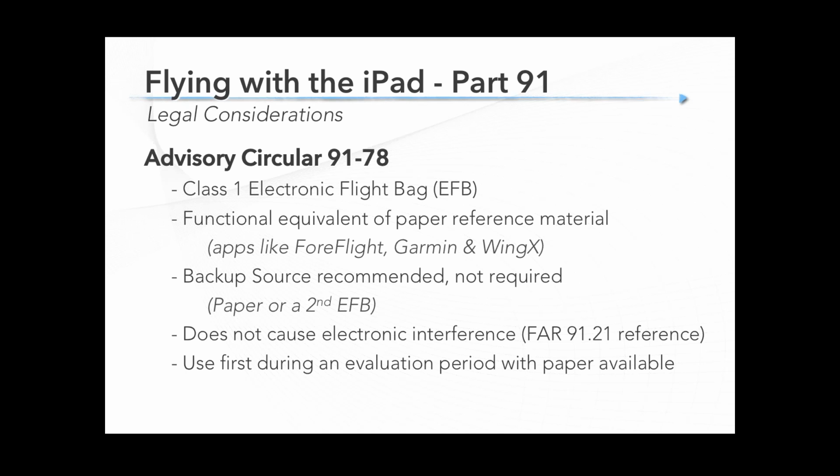It says to use this device, you must have the functional equivalent of the paper reference material. Pretty much common sense. You have to have a digital sectional on there. And that's where apps like ForeFlight, Garmin Pilot, WingX Pro that we're going to talk about come in handy. They say that a backup source is recommended, but not required. And they don't go into too much specifics on the backup source. It could be paper charts or possibly a second electronic flight bag, such as, again, another iPhone or an iPad. Makes mention of the electronic interference requirement, that it does not interfere with your communication or navigation equipment in the airplane. And they also say that you should first use it during an evaluation period with paper. And that's exactly what Dave's going to talk about, is how to achieve that transition period during your flight training and cross-country flight planning.